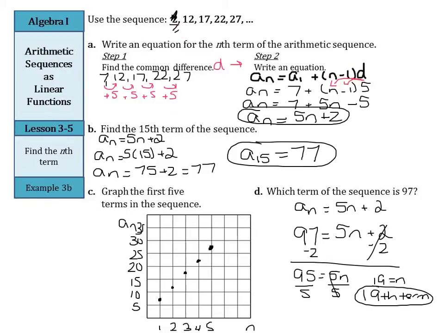We then distributed in order to simplify this. We combined the 7 with the minus 5 to get a plus 2. And we wrote our equation. And then we can use this equation to find the 15th, 16th, whatever term we want by making the substitution in for the n. Or we could say, well, if we're looking for which term it is, substitute that in for the an, solve the equation, and you'll find which term a value will be. And just because we can also graph this information.